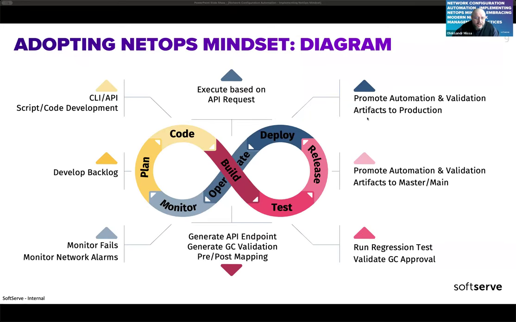So this is the picture of how we would look at the process after implementing and adopting the NetOps mindset. And this is the diagram, which resembles quite a lot the agile way of developing software, but now these principles are applied to network configurations. This NetOps mindset diagram illustrates the continuous and iterative process of network automation, emphasizing the integration of modern tools and methodologies to achieve efficiency, reliability, and standardization. The central infinity loop represents the cyclical nature of the NetOps process, which is broken down into distinct phases: plan, code, build, test, release, deploy, operate, and monitor.